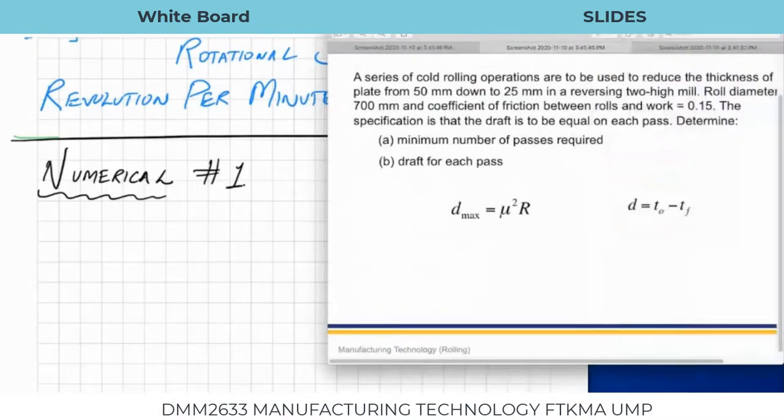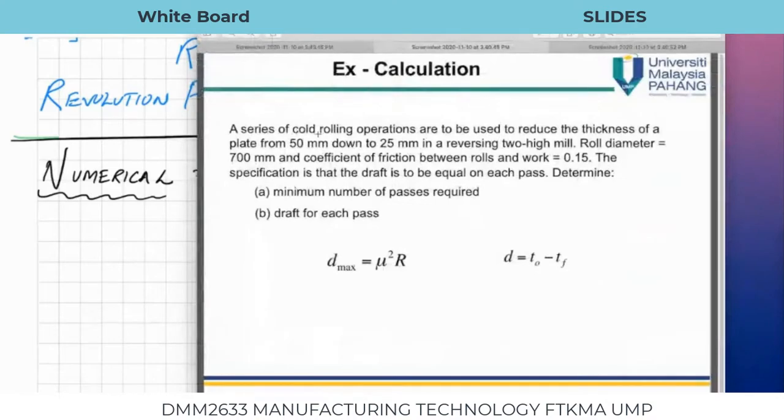So what happens is that a series of rolling operations are to be used to reduce the thickness of a plate from 50 millimeter initial thickness to a final thickness Tf equal to 25 millimeter in a reversing two-high mill. Roll diameter capital R is equal to 700 millimeter, and the coefficient of friction between the rolls and the work is equal to 0.15. The specification is that the draft is to be equal on each pass. So I'm going to put pass number one, pass number two, pass number three, so that I reduce my thickness again and again, because 50 millimeter to 25 millimeter is too much reduction. Based on the friction coefficient, I need to calculate the maximum draft, then determine the number of passes required and the draft for each pass.